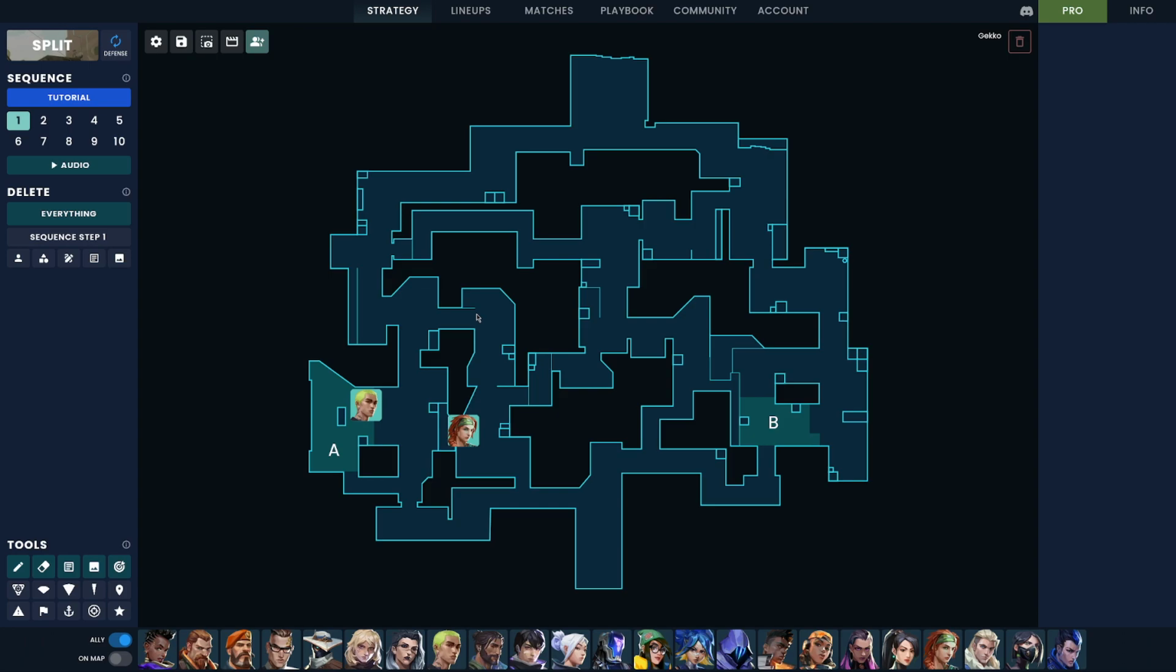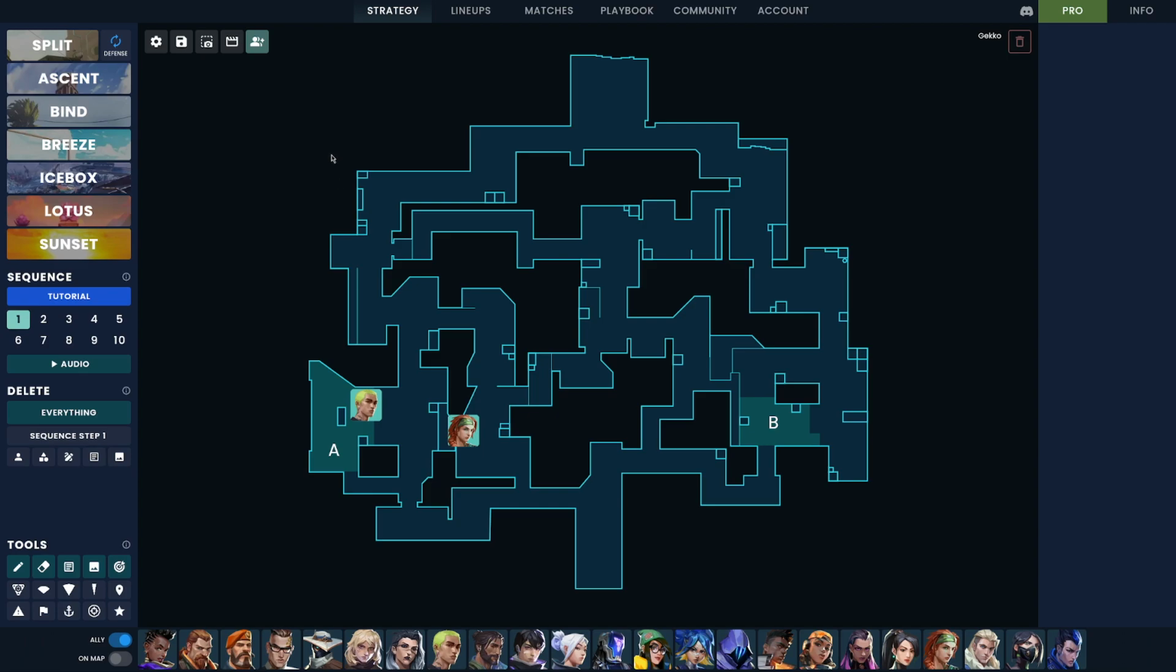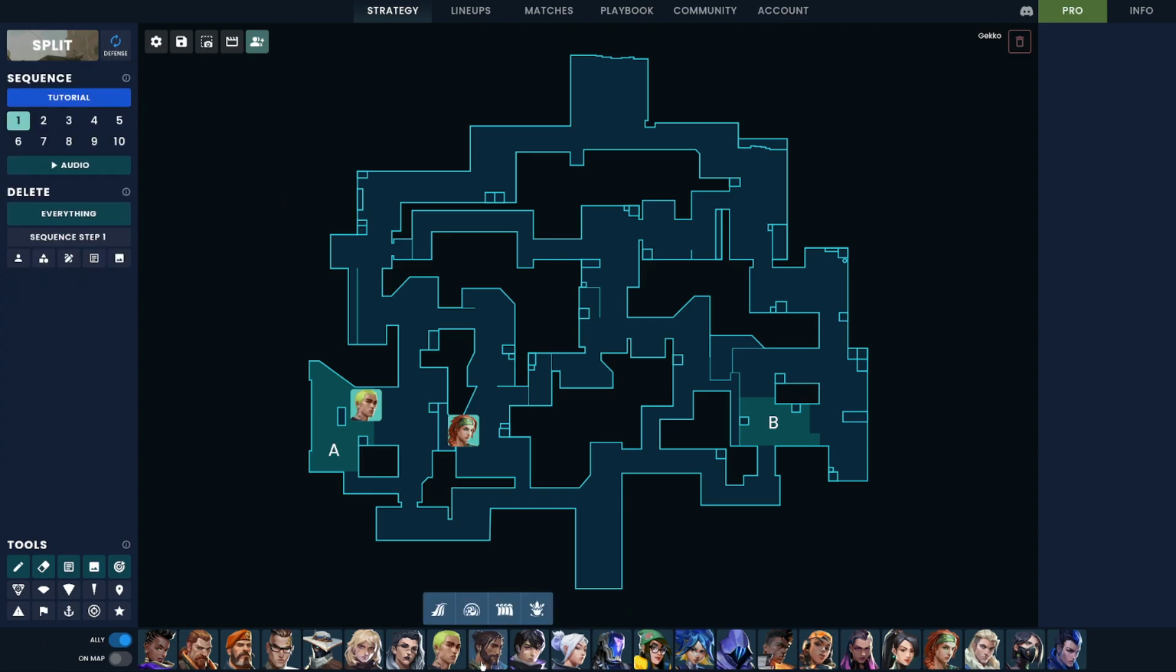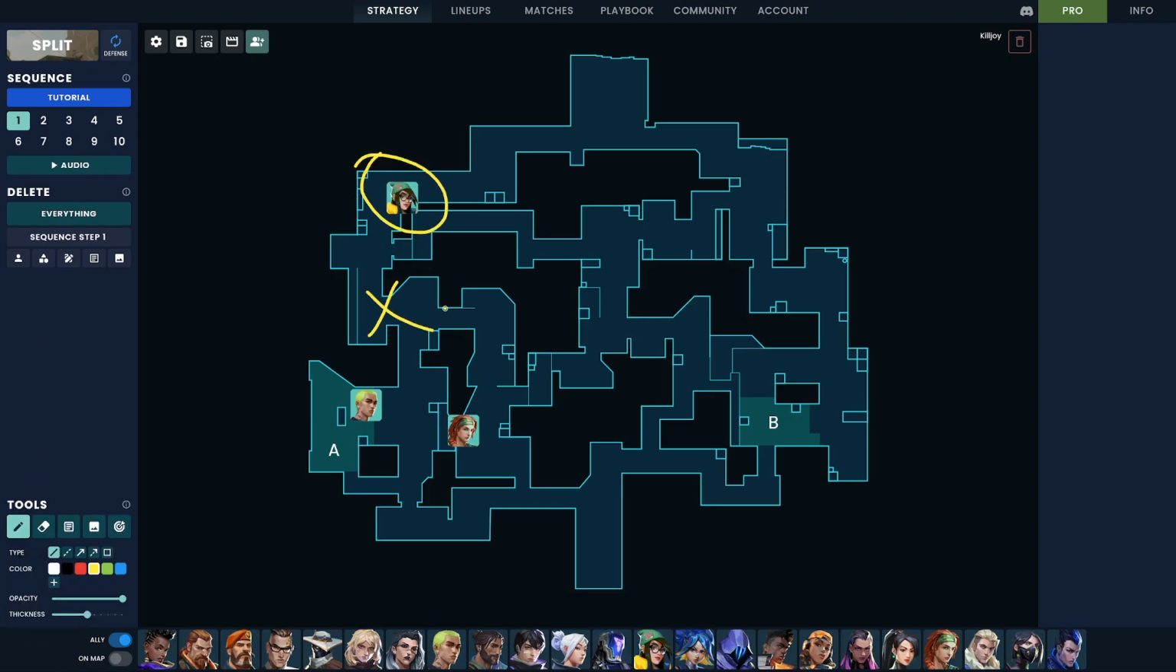So let me give you an example of something that you might expect. Let's say that you are playing the round and the enemy team has a KJ. You hear them coming in through A, and the KJ has ult. What do you expect based on the repetition of what you see in your rounds happen? What do you expect?